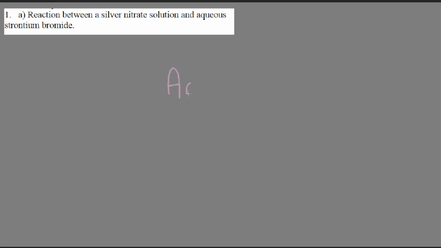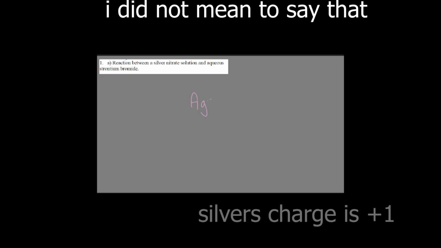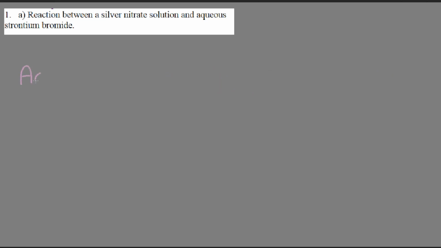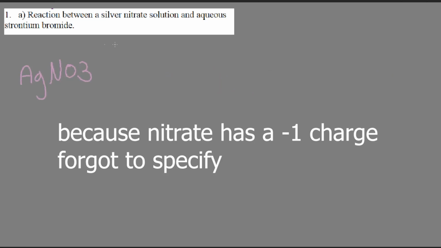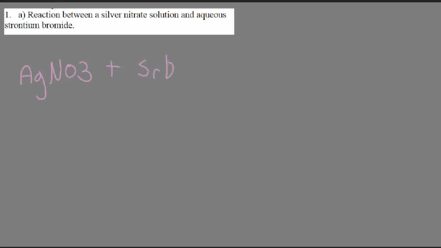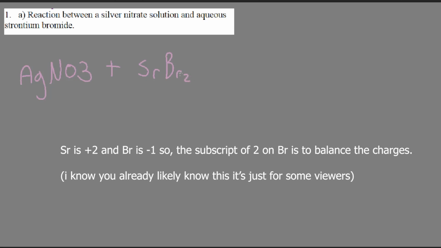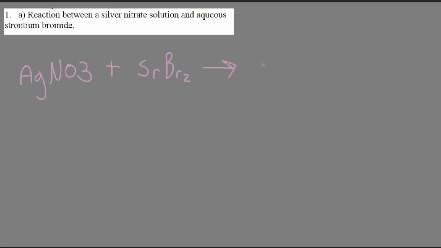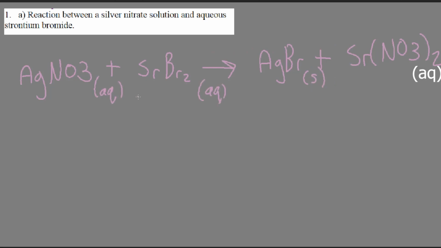Silver has a charge of 1, meaning this is going to be the formula, plus strontium, and we must add a subscript of 2 to bromide since it's -1, +2. This shall produce silver bromide plus strontium nitrate, whoops. And write the states, use your solubility table, or chart. I meant solid for this one.